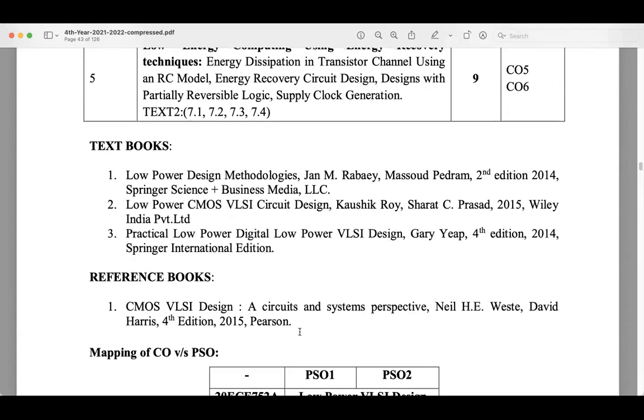And I think you must be very much aware of Neil Weste for CMOS VLSI Design. We'll be using the 4th edition of that textbook. I would prefer you using the 2nd edition because it's much more elaborate. In the 3rd edition, most of the things are cut out, but in the 4th edition, a different perspective is given. So I suggest you can refer to either the 2nd or 4th edition. You can have them both side by side and use them as reference.